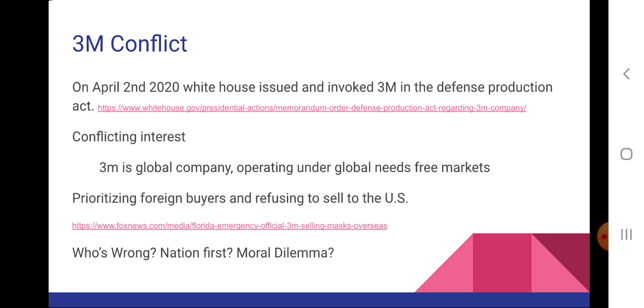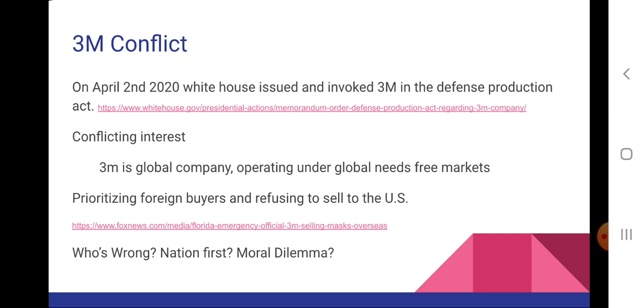And the conflicting interest, and this is very interesting, is that 3M is a global company. So they're operating under the global needs of the free market. They're trading in a liberalistic fashion all across the globe because they produce one very distinct form of personal protection equipment, which is those respirators, those face masks. And they are one of the only distributors that can manufacture these to a high quality level and distribute them.